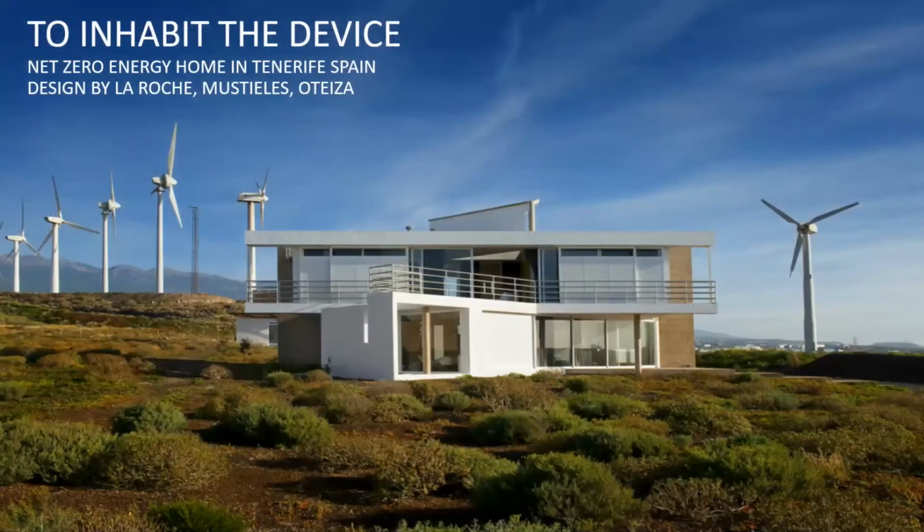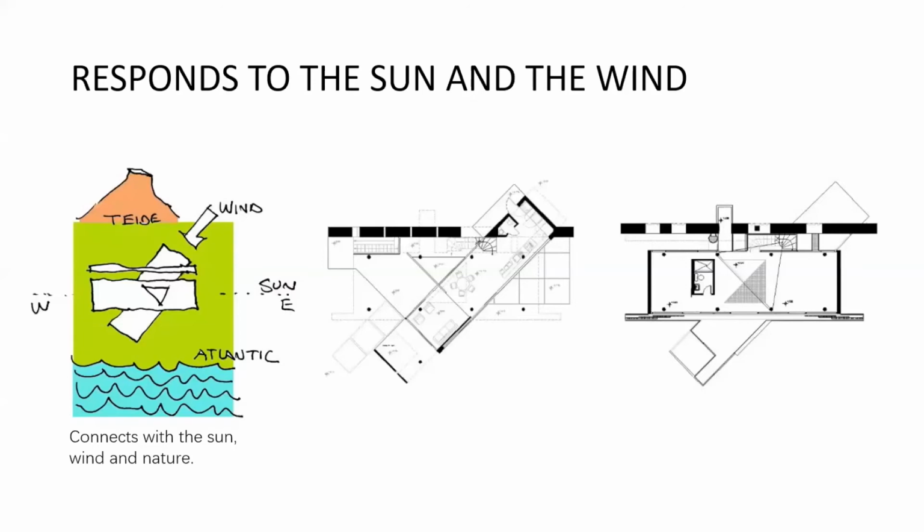Okay, and we did this in a project in Spain. We call it To Inhabit Device. It's really very simple. It's a beautiful climate, but it's very much a temperate climate, very close to the comfort zone. The key things here is we looked at the sun and we looked at the wind. And what you see here is one diagonal element is responding to the wind, and then the east-west orientation responding to the sun.